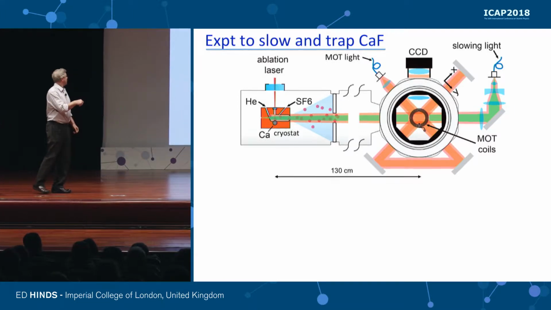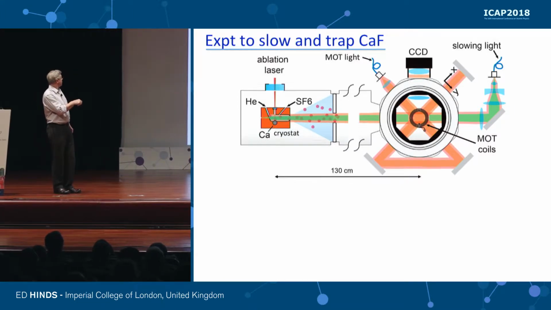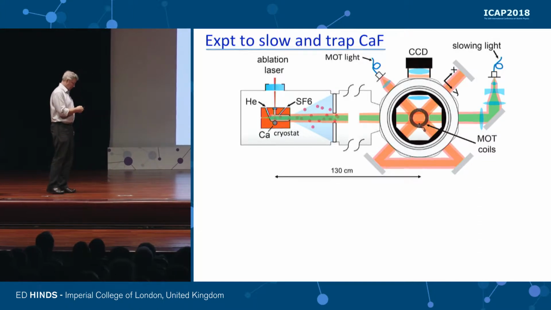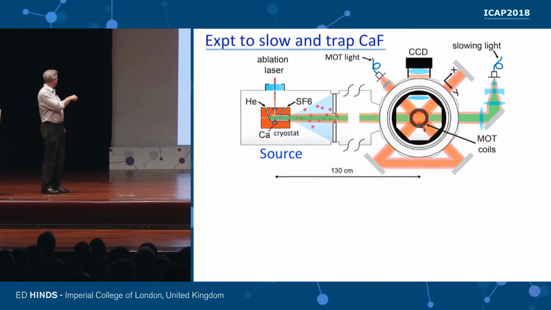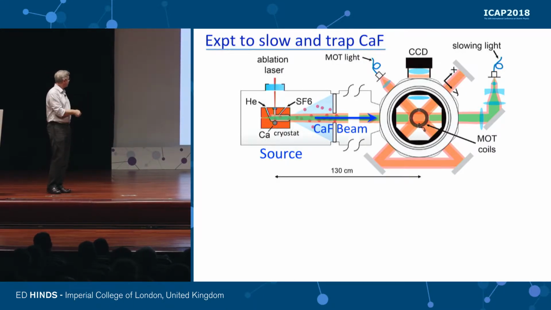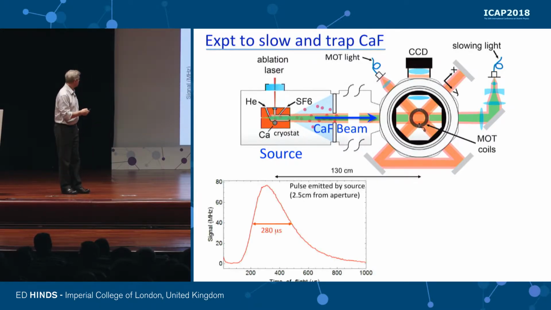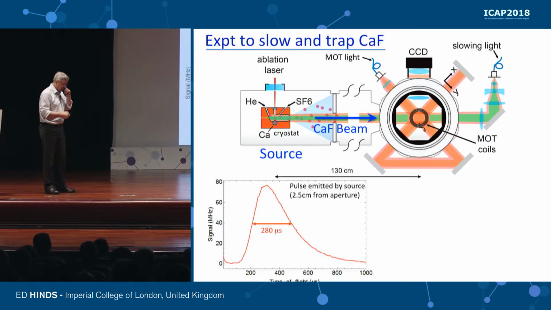So here is the experiment at the Center for Cold Matter in London to slow and trap calcium fluoride molecules. We have a source of molecules here. It's a beam, and in the beam there are these calcium fluoride molecules. Now, the first thing we want to do is to slow the molecules down. Let me tell you about the beam just briefly.